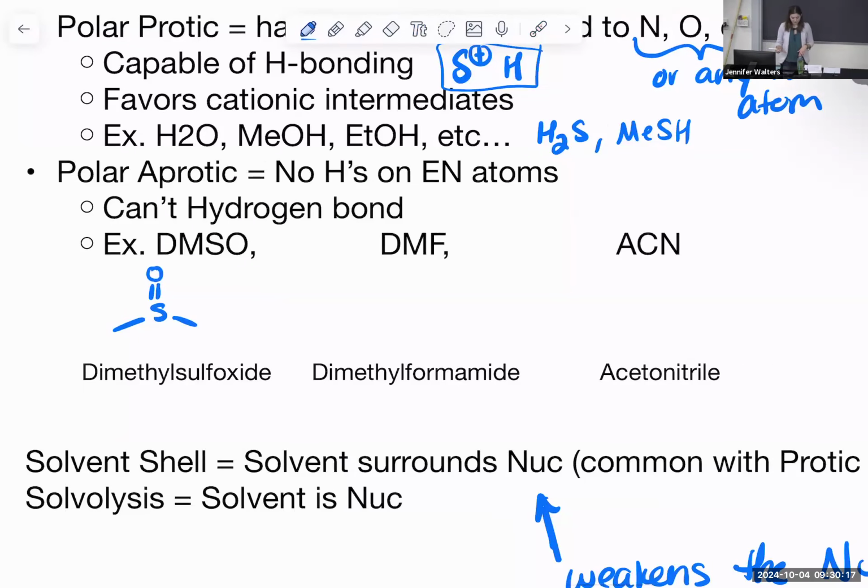DMF is dimethylformamide. So that's where you have this amide, but you have a hydrogen next to the carbonyl. The dimethyl is talking about the two methyls coming off the nitrogen. So that's DMF. Again, no hydrogens on electronegative atoms. All of our hydrogens are on carbon, so there are no delta positive hydrogens. So it's aprotic, not protic.